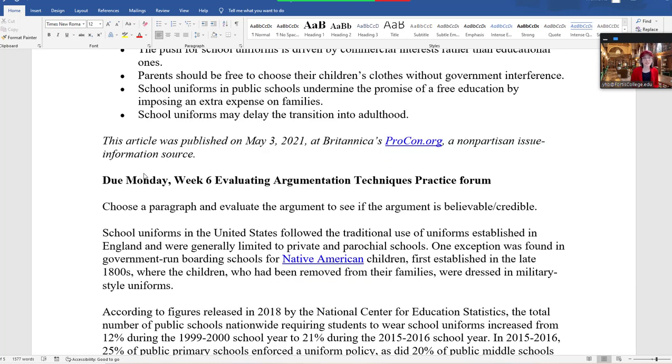And then in week 6, you're going to be evaluating argumentative techniques. So you have 2 forums in week 5. One that's due Thursday, and now the one that's due Monday, okay, it's called Evaluating Argumentative Techniques Practice Forum.